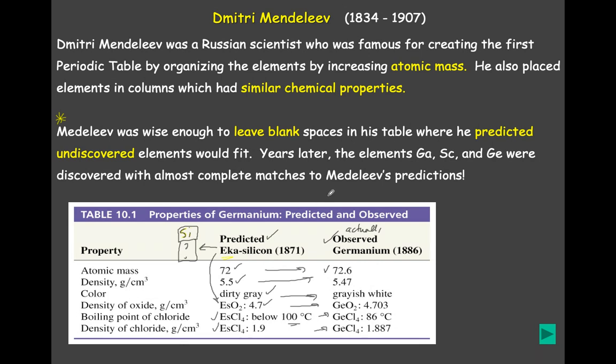So again, he was able to make these predictions, and he was able to predict them for gallium and scandium and germanium, and they were almost complete matches with what he predicted. So this propelled Mendeleev to a really high level with his table, and it was adaptable, right? They would find elements and they would fit in these spots. All right. So I'm going to show you a little video on that in a little bit.